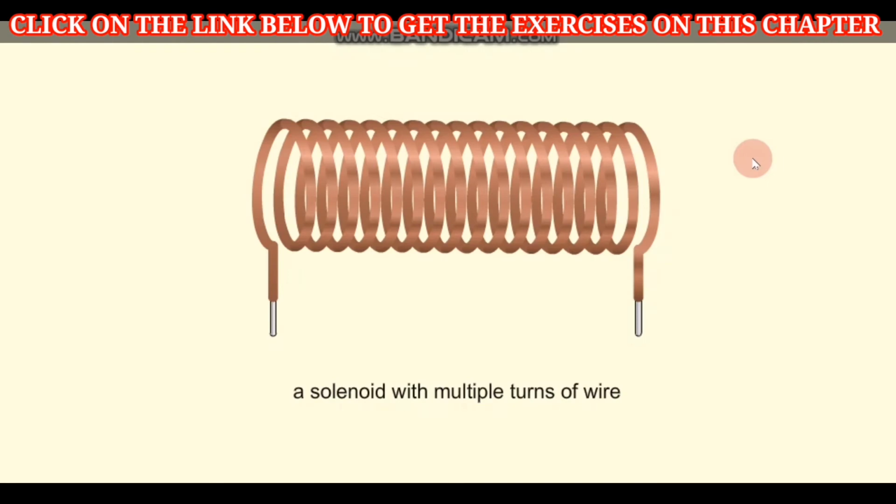And this is the third type of current carrying conductor. It is called a solenoid. So what is a solenoid? A solenoid is a long coil with multiple turns. And how to determine the direction of the magnetic field for this solenoid?